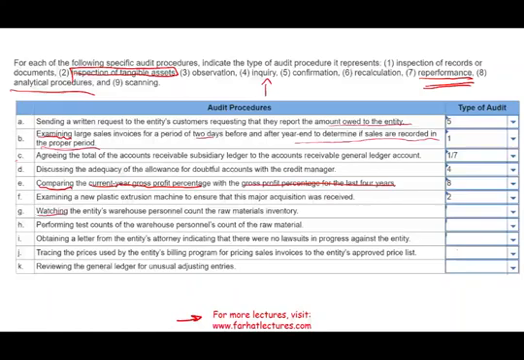G, watching the entity's warehouse personnel count the raw material inventory. All you are doing is standing there and watching. Now, you are better off if they don't see you. I did this several times in the real world. So when you are watching, what are you doing? Okay, are you inspecting? No, not really. You're not inspecting anything. Are you observing? Yes, that's exactly what watching is.